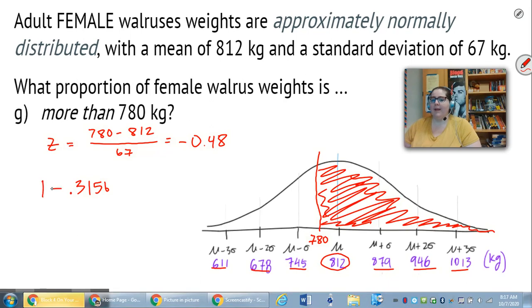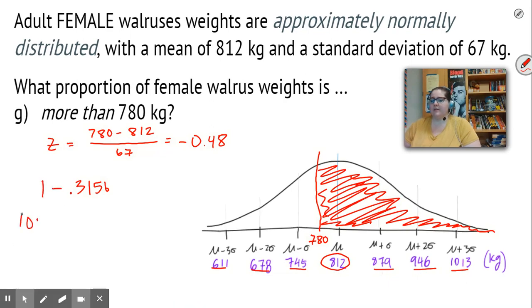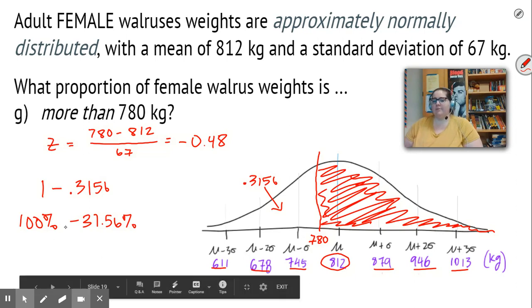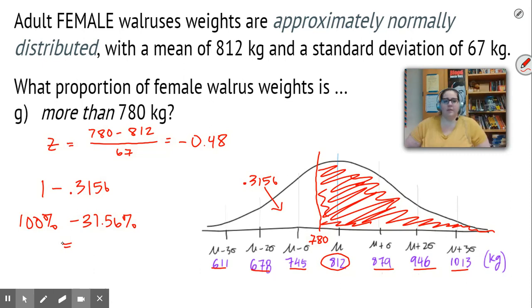So I'm going to do 1 minus, or you could think of this as 100%, because 100% is under the entire graph, minus 31.56%, which is this area over here. Basically, our z-table just told us the left side area. So if I subtract that from 1 or from 100%, that's how I get my answer.